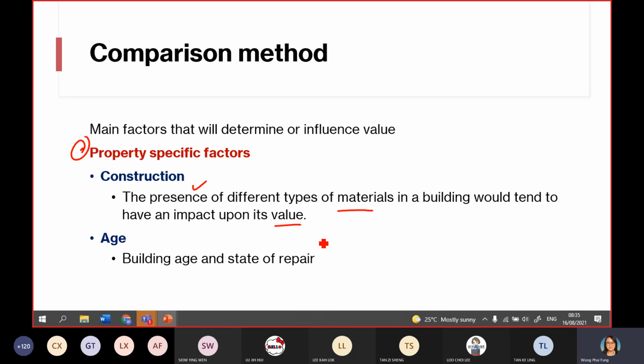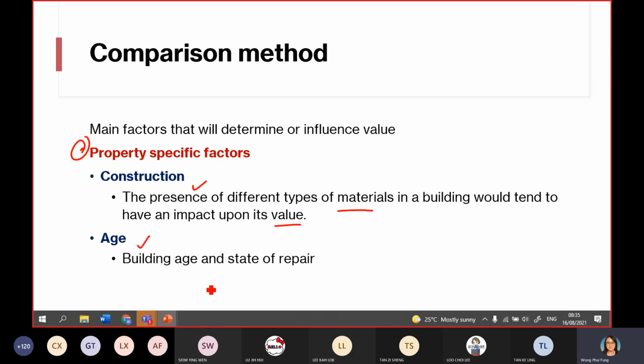However, if the building is quite old, normally for quite old buildings, sometimes they were built using harmful material. So those harmful materials will be quite dangerous and will affect human health. So all these will affect the property value itself. Okay, so that is construction. I think typically it is the construction material that you use.